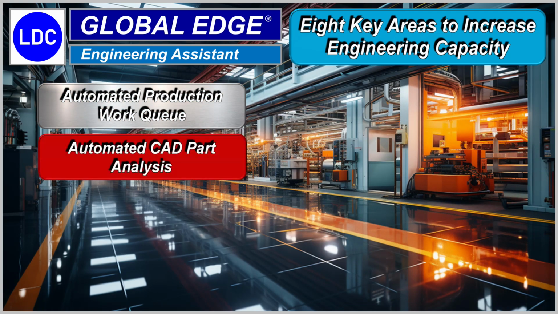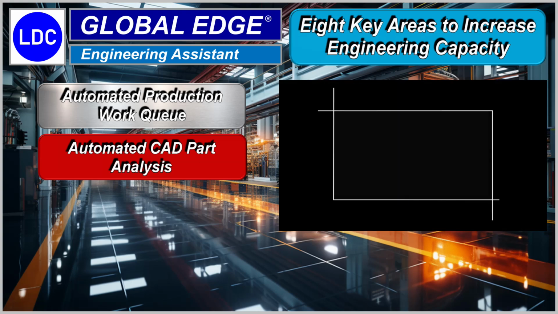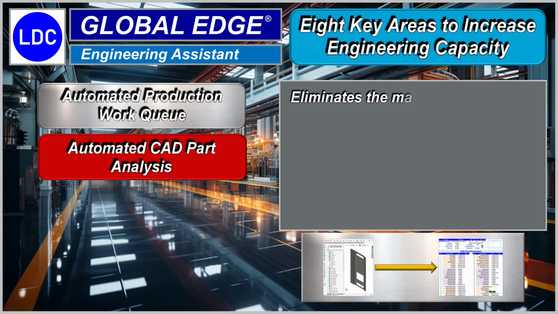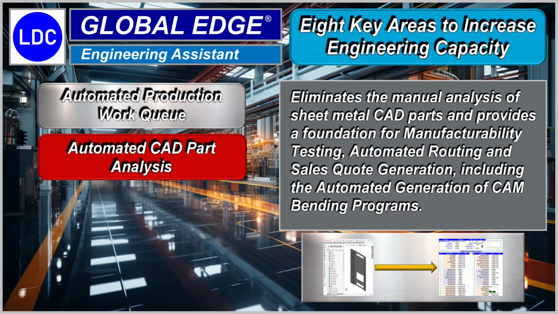Automated CAD Part Analysis eliminates the manual analysis of sheet metal CAD parts and provides a foundation for manufacturability testing, automated routing, and sales quote generation, including the automated generation of CAM bending programs.